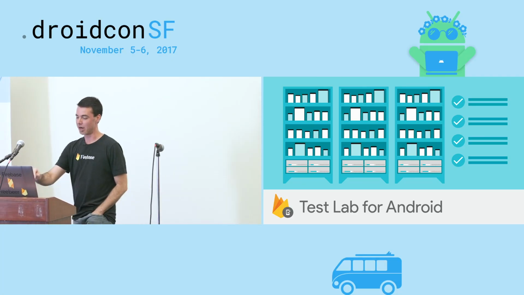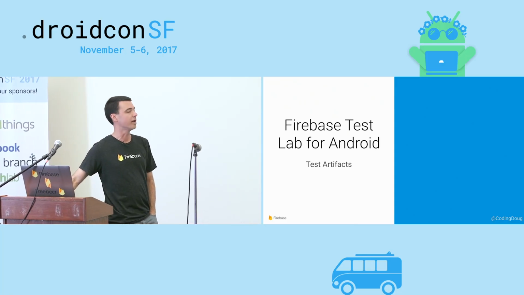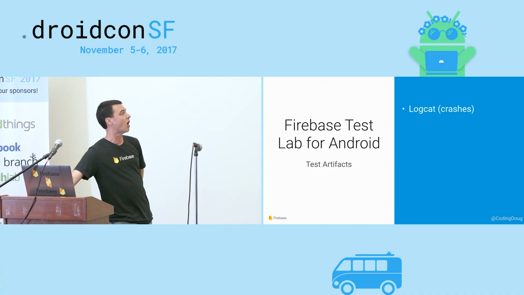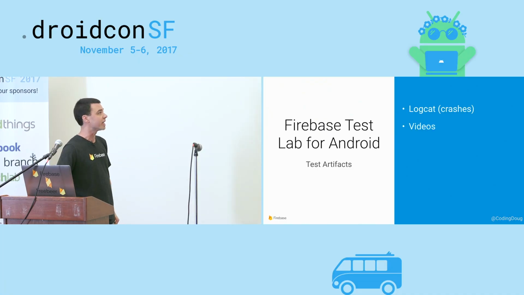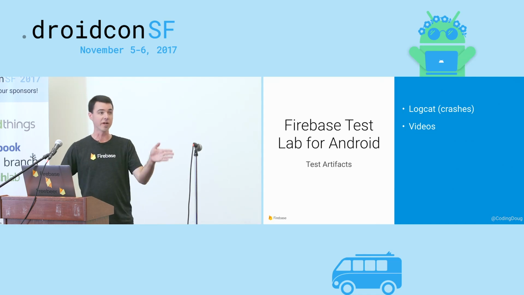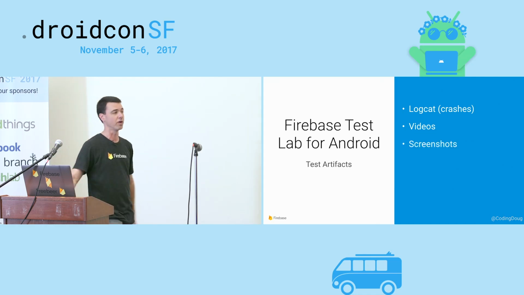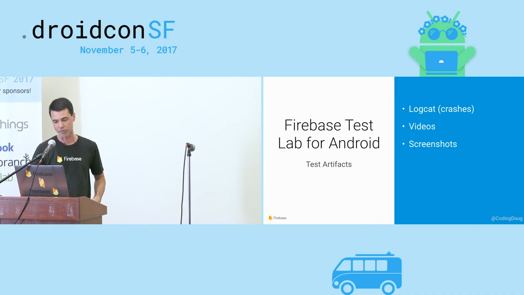That would be silly. But with Firebase Test Lab for Android, when you run tests, and I'll talk about the different kinds of tests you can run, what you'll get out of it is the logcat from your test run. So if there's a crash in there, you'll get the stack trace. You'll get videos, so you can push a play button and watch your app run. You'll get screenshots at various points. There's a screenshot API which you can use to capture screenshots, and if you're doing an automated test, which I'll talk about later, it will capture screenshots for you.